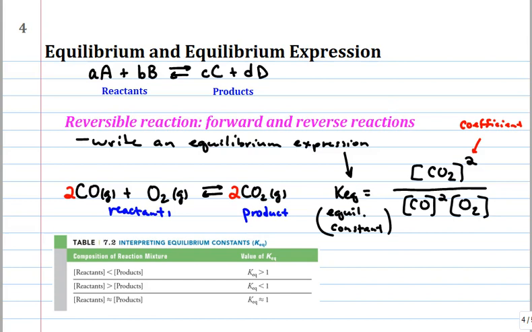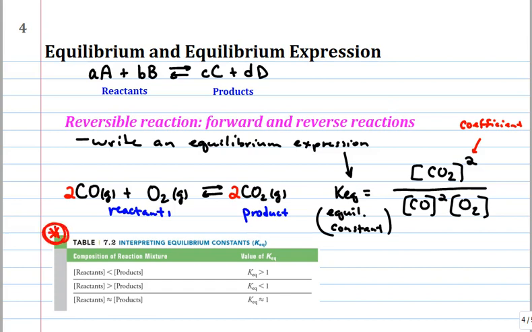Ladies and gentlemen, this is what we call an equilibrium constant. If I gave you the concentrations of the reactants and the product, you could calculate a KEQ. And then the numerical value of the KEQ tells you whether at equilibrium the reactants are favored or the products are favored. And when I say favored, I mean present in larger amounts. So these rules help us do this.